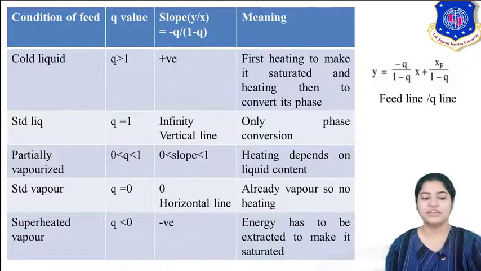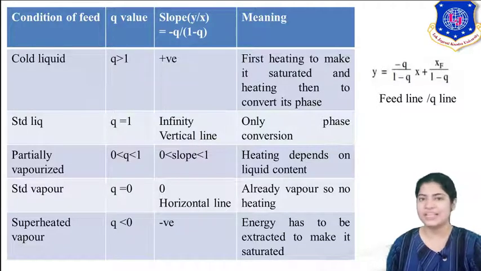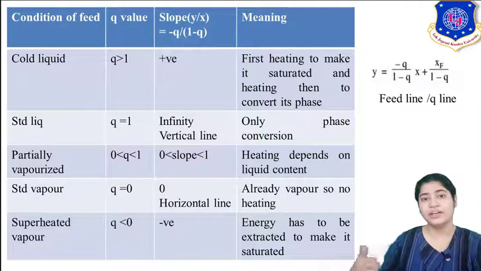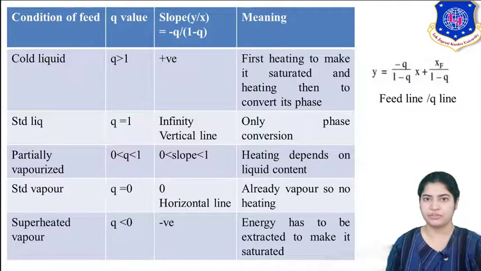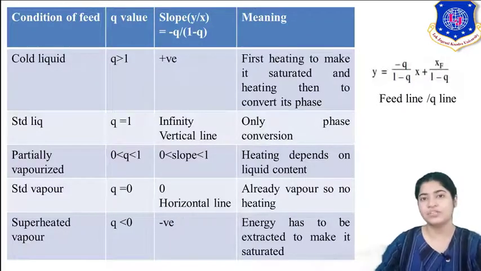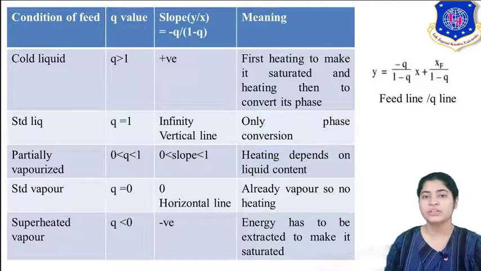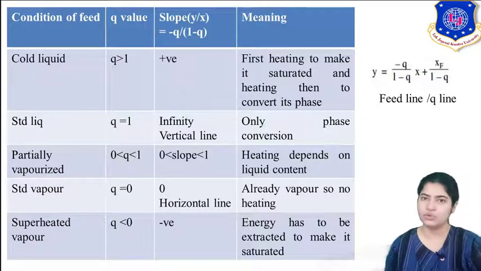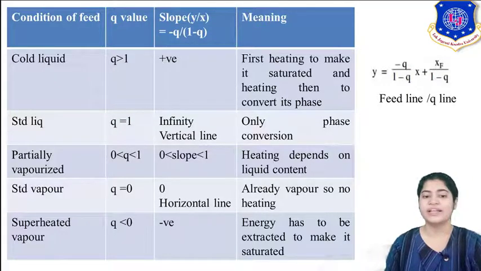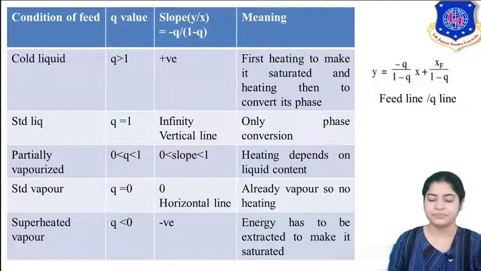The last condition is superheated vapor. For superheated vapor, q is less than 0. It means here you have to extract energy from the feed. It is already in a superheated condition, so you have to extract the heat such that it comes to saturated condition. Hence q is less than 0. Again, what is the slope? Simple, substitute the q value. It is less than 0, hence your slope would be negative.